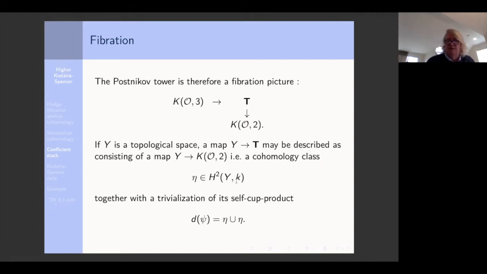I'm just trying to make this look concrete in topological terms. If you just look at maps from Y into the rational homotopy type of the sphere, it's going to be a rational cohomology, a Q-valued cohomology class of Y, and a trivialization of the cup product over Q. But yeah, thank you. So you might want to put an O here.